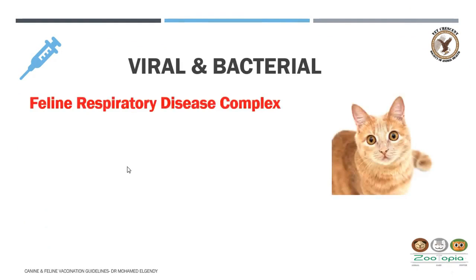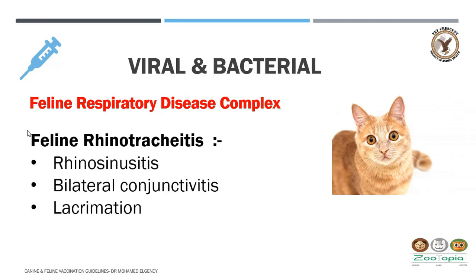So let's have a tour of these diseases and what signs they cause in the animal. Shall we start with feline respiratory disease complex? I mentioned in the previous slide that it contains three diseases. Who remembers this? Yes: feline calicivirus, chlamydia, and herpes virus. The first one is feline rhinotracheitis, which is caused by feline herpes virus and causes rhinosinusitis, bilateral conjunctivitis, and lacrimation.